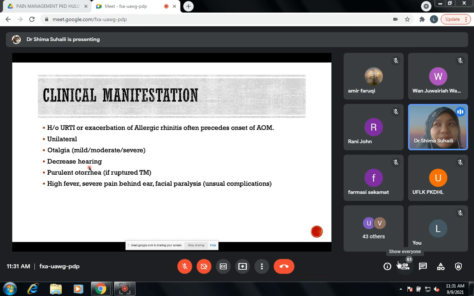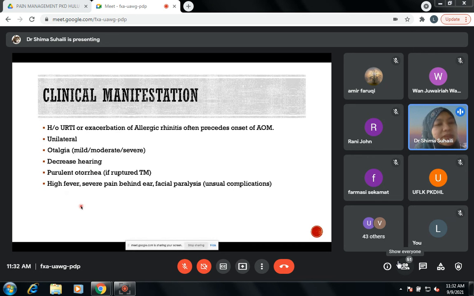And if the otitis media become very bad, it will rupture the tympanic membrane. When the tympanic membrane become ruptured, the pain usually become lesser and patient will present with purulent ear discharge.